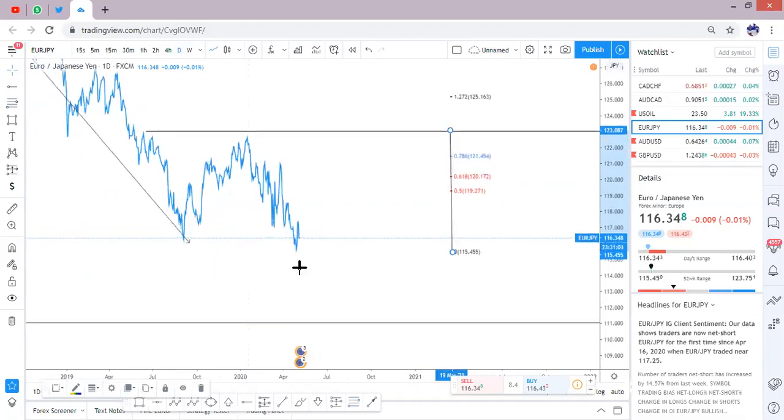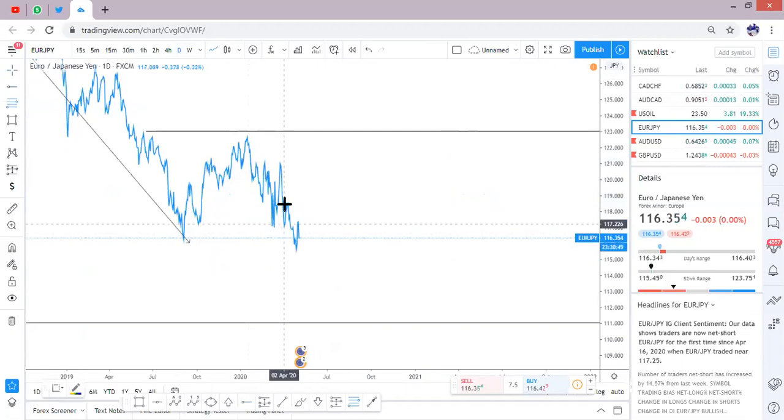Then market gets to here. No, sorry about that. I don't need to use that high. I need to use this recent high, low.